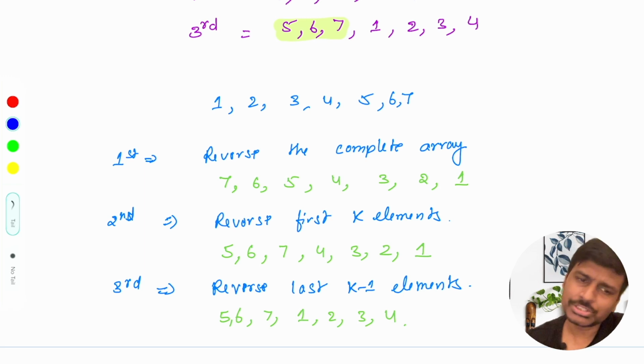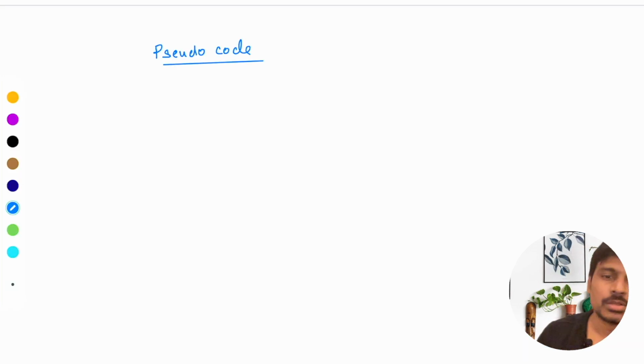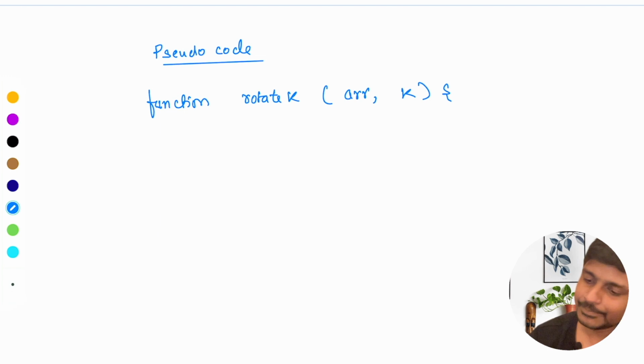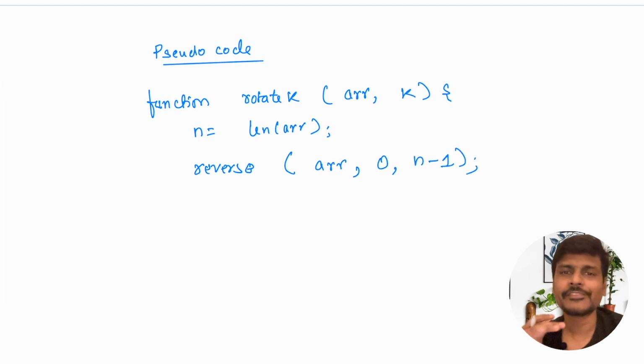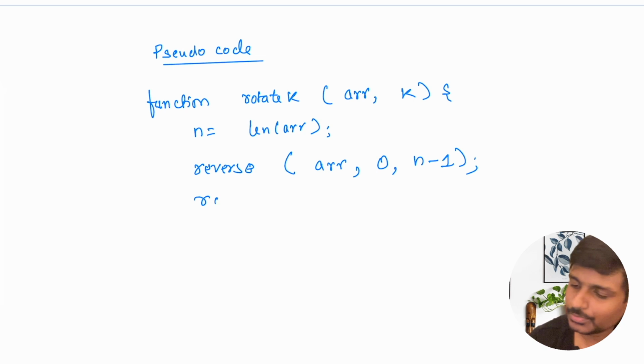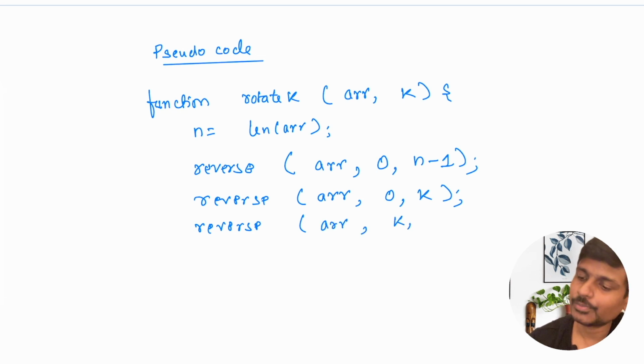Now that we have understood it, we can write the pseudocode for it. We will simply declare one function, rotate, which takes an array as input and k. Then we'll declare n, which is nothing but the length of the array. We'll reverse the array from 0 to n minus 1. Once we have reversed the complete array, we'll do a second reverse from 0 to k, and then the third step is to reverse the array from k to n minus 1, and this is the complete code.